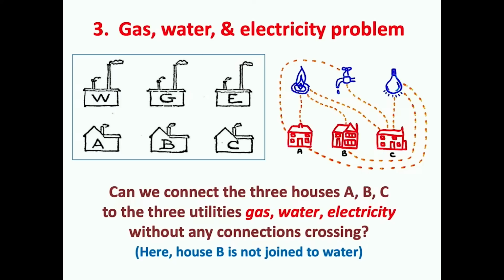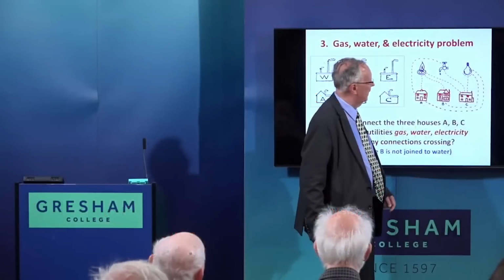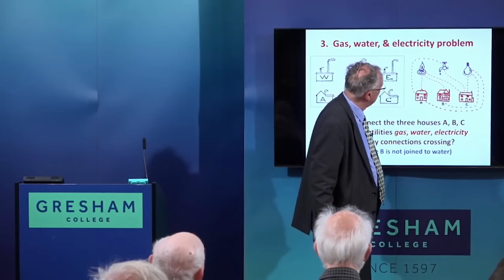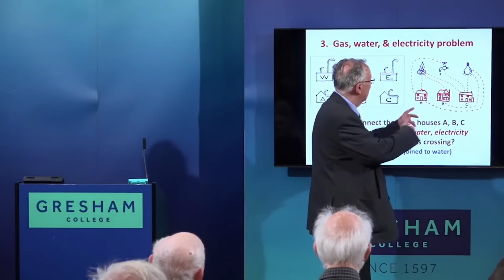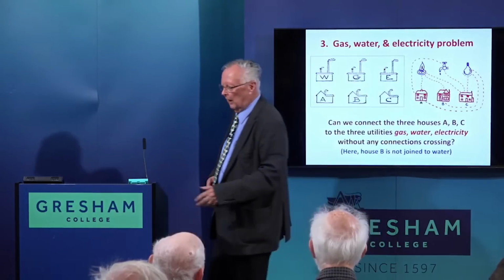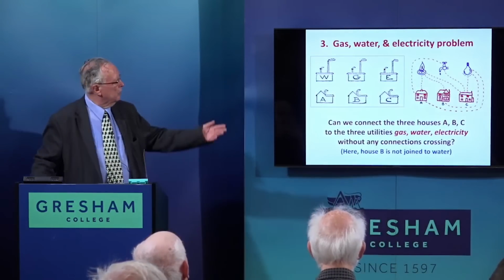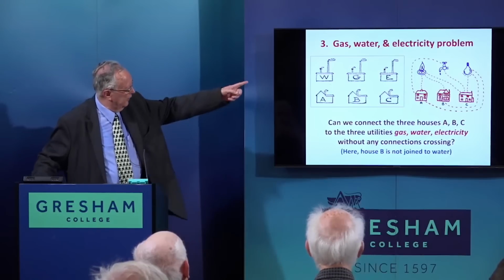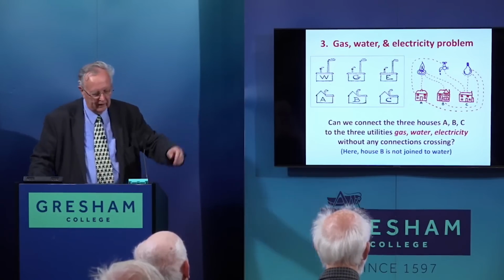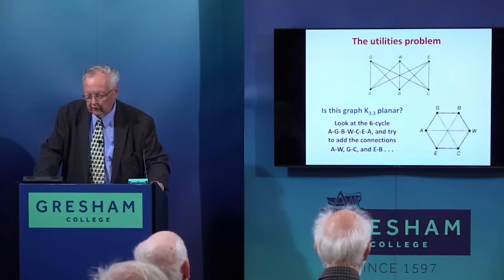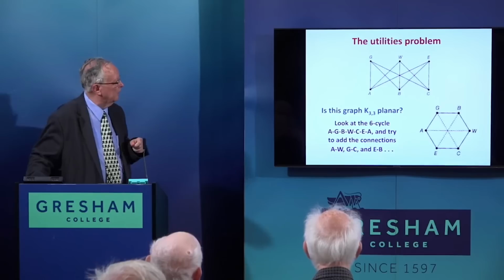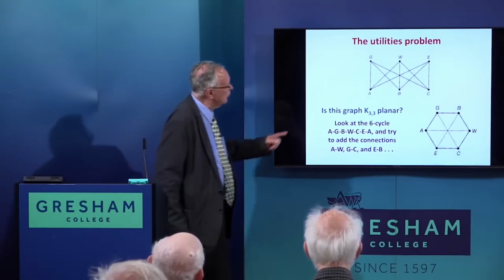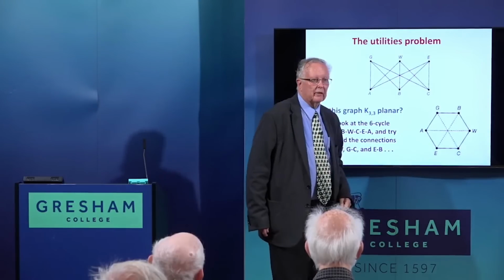And on the right is an attempted solution where I've tried to insert the nine links. So here you can see them, except I haven't linked B to water. So how can I put the 9th one in? Or can I rearrange it so you can do the 9th one? And so that's a big question. Can you draw the 3 utilities, 3 houses, and link them up with 9 edges? So in graph theory terms, we've got this picture here, and we want to redraw this so that none of the edges cross.